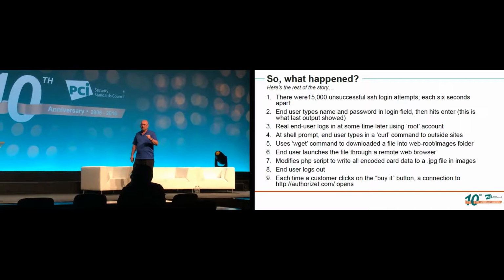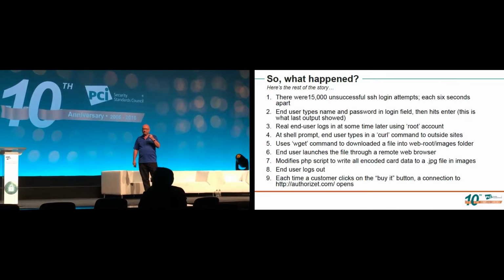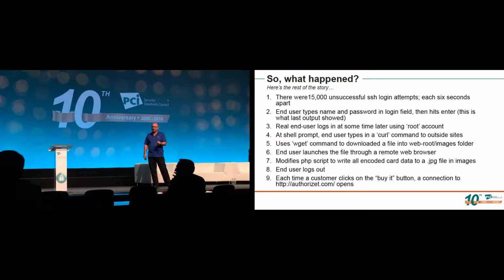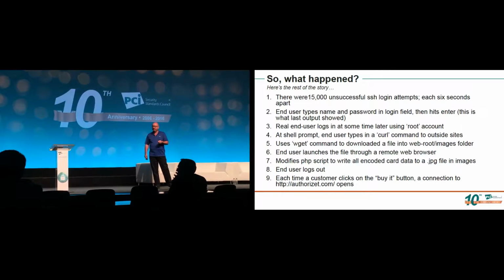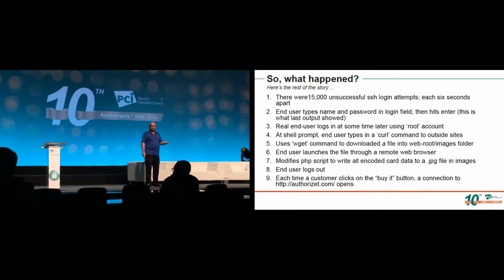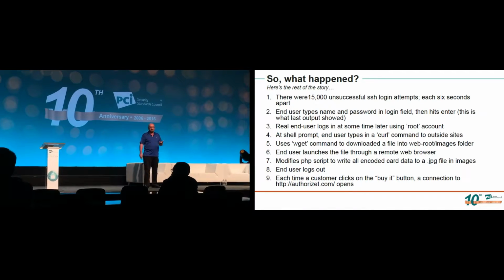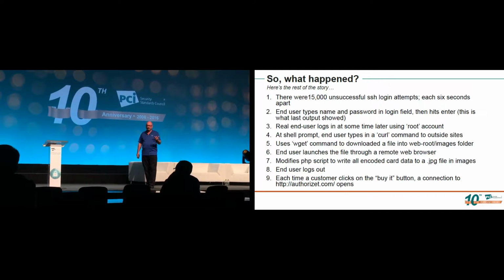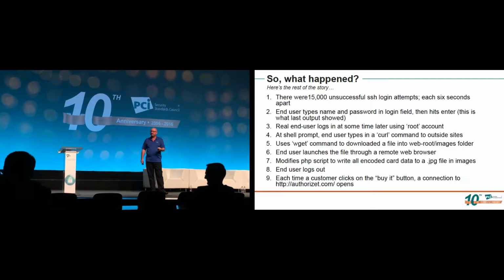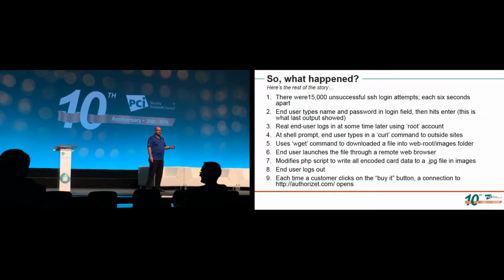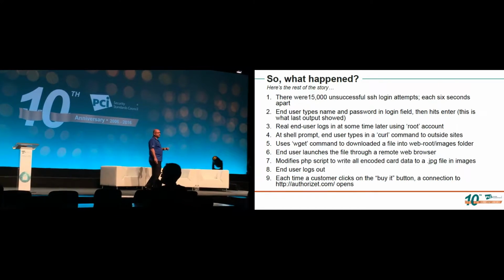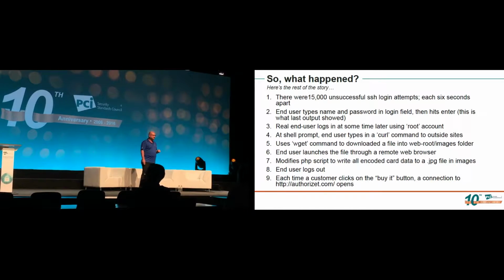And what was happening in the background was that they logged in and they modified a PHP script to download information and download a file into the images folder, which was then used to exfiltrate card data out of this environment in real time. So that every time a user hit the buy button, their credit card would be picked up, turned into an image, and sent outside the environment.